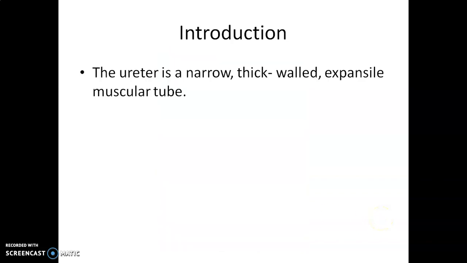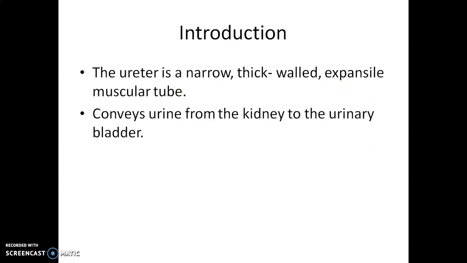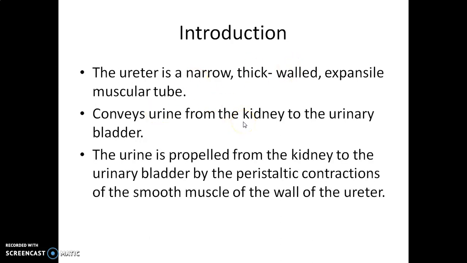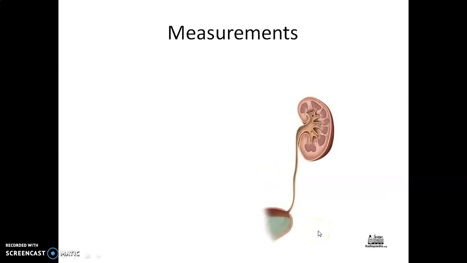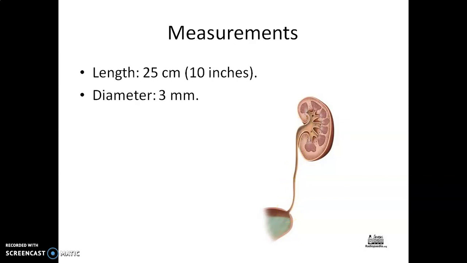So this ureter is a narrow, thick-walled, expansile muscular tube. It's made up of smooth muscles. It conveys the urine from the hilum of the kidney to the urinary bladder. The urine is propelled from the kidney to the urinary bladder by the peristaltic contraction which is happening in the wall of the ureter. The length of the ureter from here to here is 25 centimeters or 10 inches, whereas the diameter is only 3 millimeters. That is the most important thing.